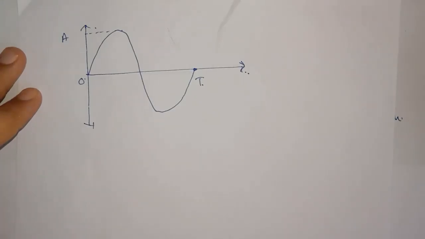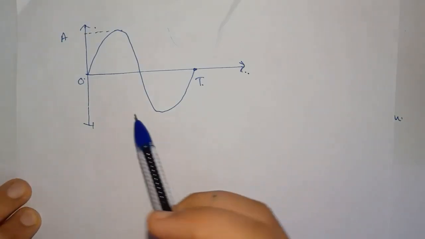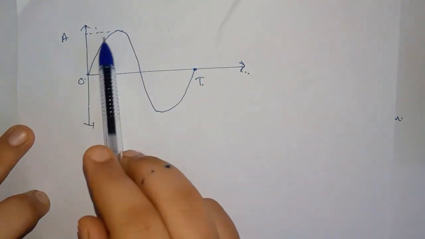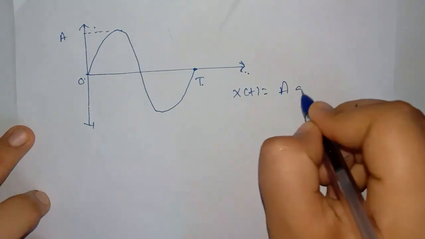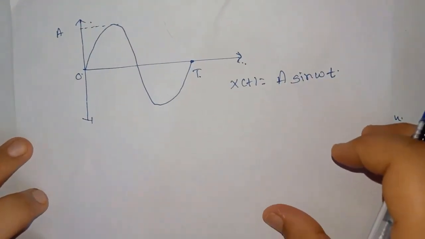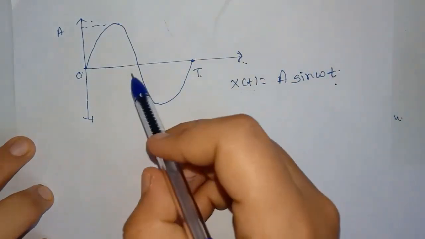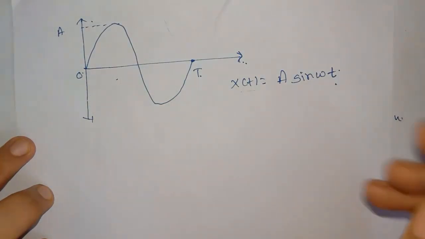Now let us prove that this sinusoidal function is SHM. This is the function of a sine wave having amplitude A. So x of t can be written as A sine of omega t. This is the position time equation. The initial phase is 0 as the graph is starting from 0.